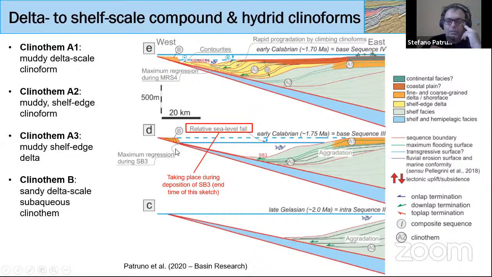Application of this concept, again, going back, you remember, this is the system from the Eridanos. And this is the evolution. So in Gelasian, we can see here the Eridanos prograding, coming from Fennoscandia. Early Calabrian, you can see the delta-scale clinoforms here and the shelf clinoforms there, separated. So this is a compound system between delta and shelf edge. Towards the end of this stage, there is a relative sea level fall. This relative sea level fall in the early Calabrian causes the two clinoforms to merge together, giving rise to a shelf-edge delta, which really becomes also faster towards the end of its progression, also because it was running out of accommodation space. And at the end of this, there was a new sea level rise and condensed deposition in association to that.